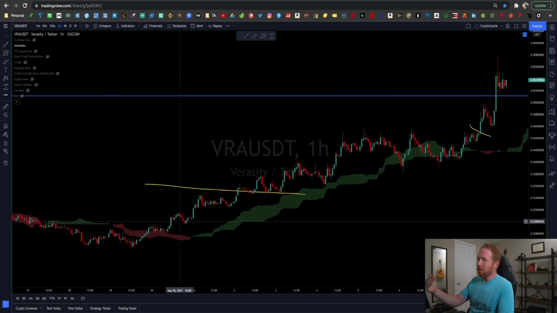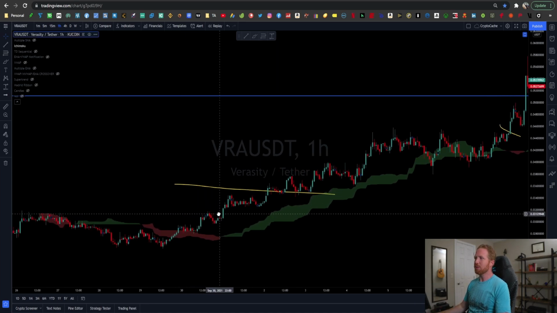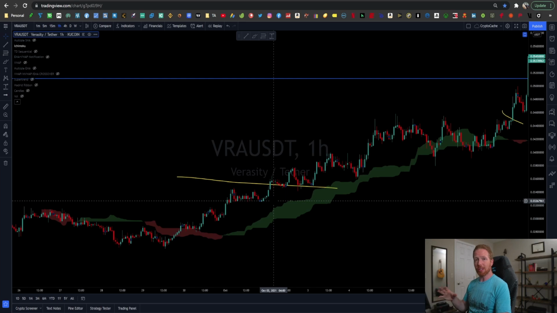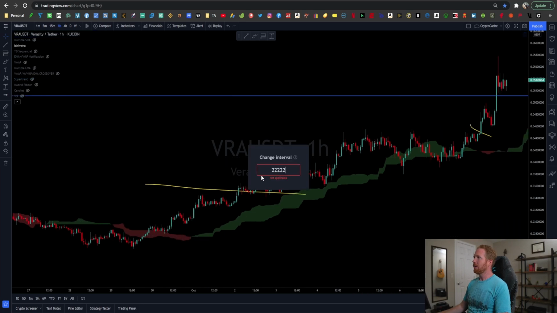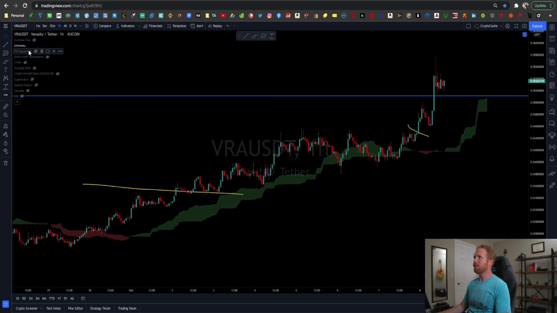Oftentimes, the cloud is just a little bit ahead. First of all, it's a 1 hour chart, so it moves a little quicker. You can see it a little faster. But for the most part, the 1 hour chart is the most effective time frame for the cloud, and it's pretty consistent in the sense that it has a similar system. There's a lot of moving parts to the cloud, but generally speaking, price above, buy signal. Just remember that. All right, so that is kind of where we're at there for VRA.